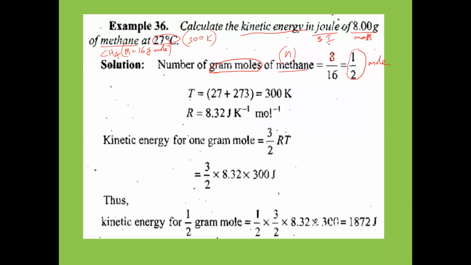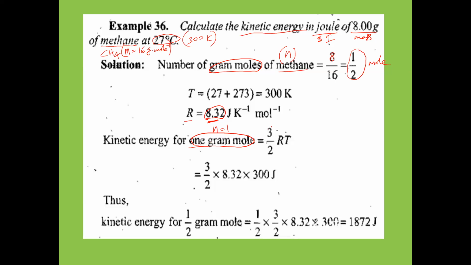Next, temperature in Kelvin: centigrade temperature given plus 273 will be equal to 300 Kelvin. And R value in joules, how much? 8.314. 8.314 rounded off, 8.3 is enough. 8.3 joules Kelvin inverse mole inverse. Next, the kinetic energy for 1 gram mole. For 1 gram mole means 1 mole, n is equal to 1.